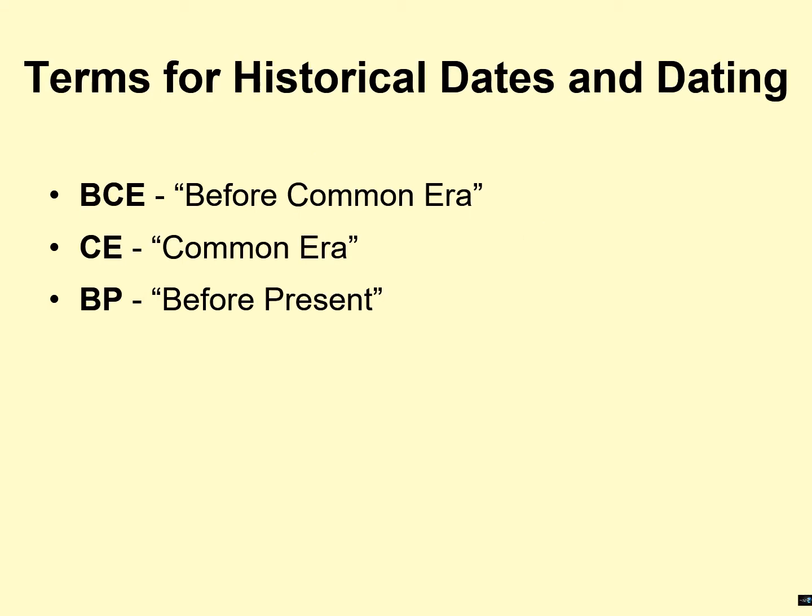Let's review a few historical dates and dating conventions. BCE and CE stand for Before Common Era and Common Era, respectively. They coincide exactly with the older BC AD system, so 300 BC would be the same as 300 BCE, and 1976 AD would be 1976 CE. BP, which we may use a few times in this course, stands for Before Present. This indicates years ago or years before the present time. It's most commonly used by archaeologists regarding carbon dating.